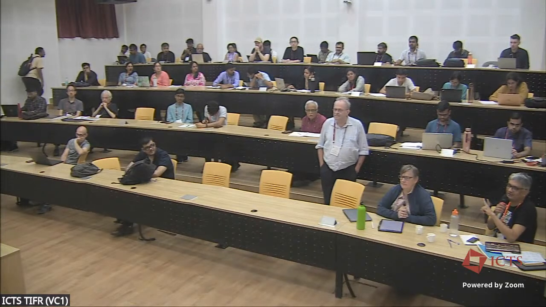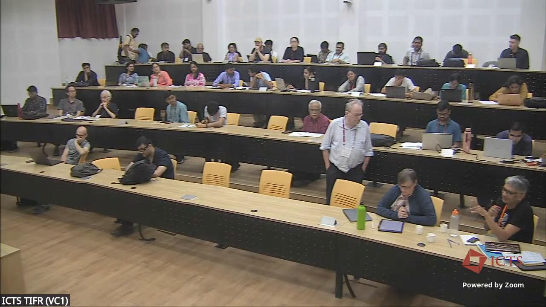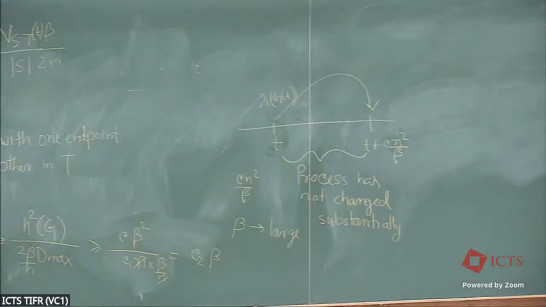The random walk that you're considering is the same that Max defined, right? So only for large beta do you know that the graph has not changed substantially, or even for small beta, any beta, you'll know that the graph has not changed substantially? No, for large beta. So for large beta, this n square by beta.